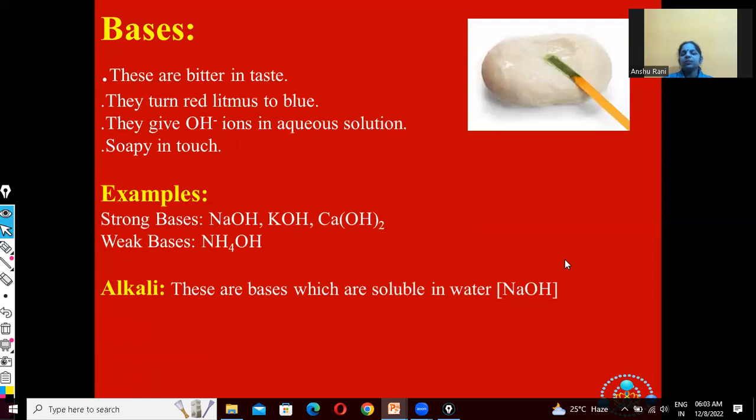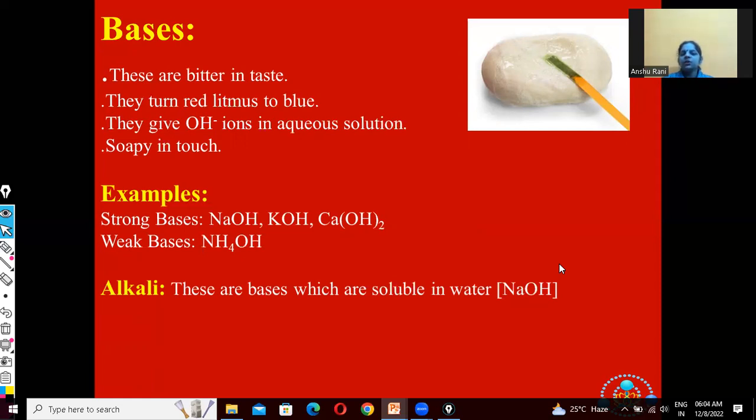Then we have bases. Bases are bitter in taste. They can turn red litmus to blue. They can give OH negative ions in aqueous solution. They are soapy to touch. Things around us like washing powder and washing soda are bitter in taste, and they are bases.